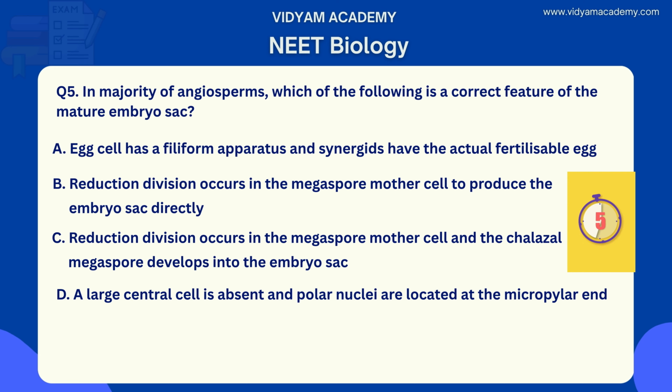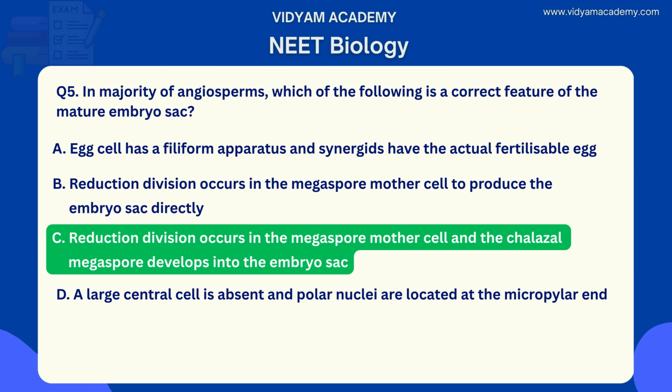What is the right answer? Would you guess the right answer for this question? Yes, the right answer is option C. Reduction division in MMC, chalazal megaspore develops into the embryo sac. So this is the detailed explanation here.